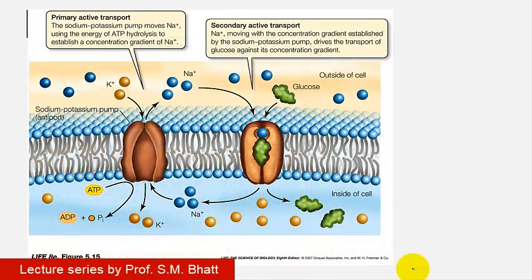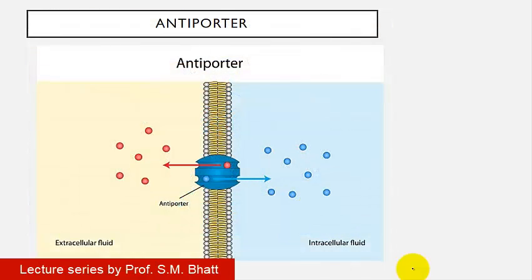So already we have discussed how glucose is transported in exchange of sodium. This is called secondary active transport. In primary active transport, the sodium potassium pump moves sodium using the energy of ATP hydrolysis to establish a concentration gradient of sodium. Why is this called secondary active transport? Because they drive the transport of glucose against the concentration gradient with the help of sodium, which is moving along the concentration gradient.